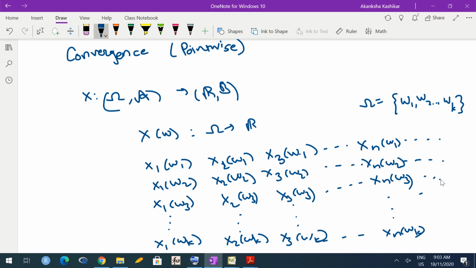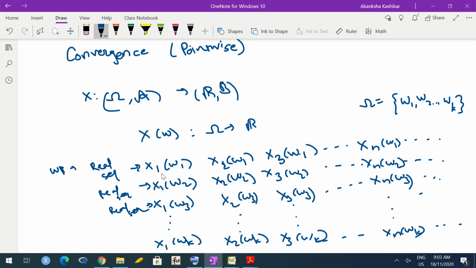So what do I mean by this? See, when I consider a sequence of random variables, for every omega 1, I am actually getting one sequence of real numbers. x1 of omega 1 is some real number, x2 of omega 1 is some other real number. So if you fix omega, let's say omega 1, this is a sequence of real numbers. Similarly, for omega 2, the second row is a sequence of real numbers. If I fix omega 3, the third row becomes a sequence of real numbers.